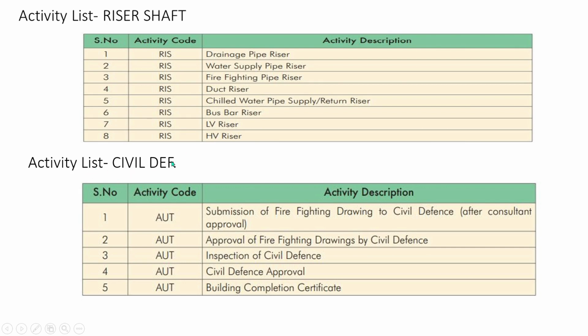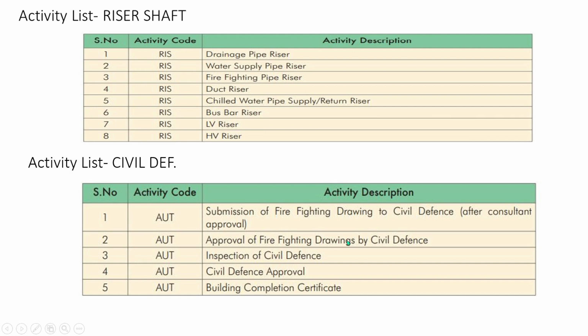Activity list for the civil defense approval. Well, as a mechanical engineer, we need to apply for the civil defense approval when it comes to mechanical activities like some firefighting and some HVAC related works. Submission of firefighting drawings to civil defense after consultant approval. So this point explains you have to submit the firefighting drawing to the consultant first. Once they approve that, you can submit it to the civil defense, your country's civil defense office.